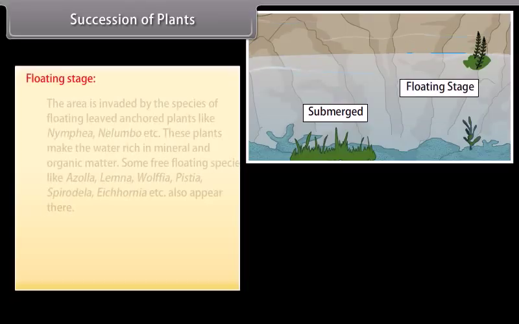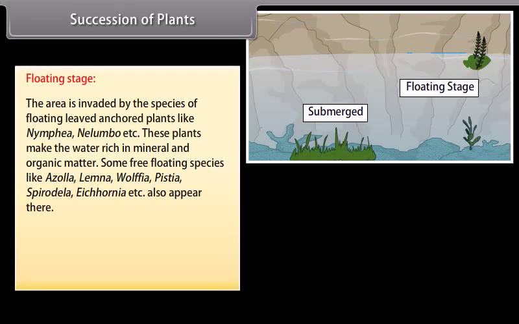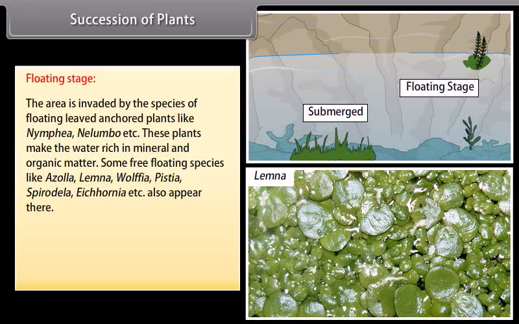Floating stage. The area is invaded by species of floating-leaved anchored plants like Nymphaea, Nelumbo, etc. These plants make the water rich in minerals and organic matter. Some free-floating species like Azolla, Lemna, Wolffia, Pistia, Spirodela, Eichhornia, etc. also appear there.